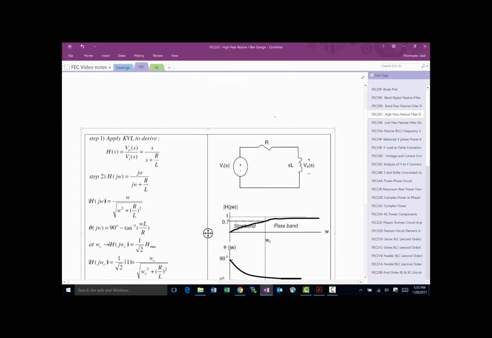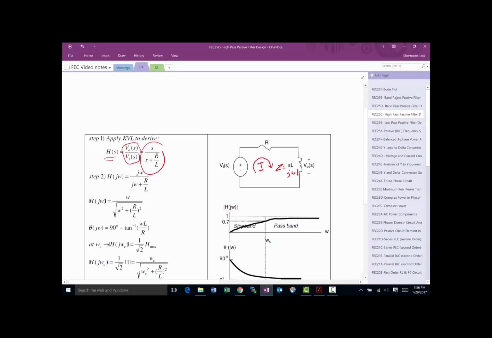So again, we know that the Z for an inductor is j omega L, as we discussed earlier. S is basically j omega. And then simply to solve this, we do a simple KVL around the loop, find the current, and then we find V out in terms of the current times j omega L. After we clean it up, we'll end up with an equation that looks like V out over V in is equal to s over s plus R over L, and that would be the transfer function.